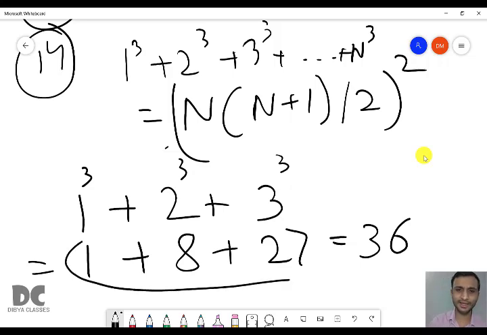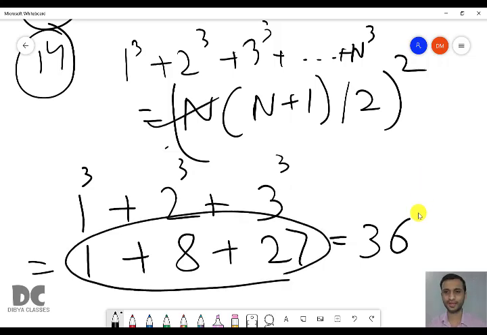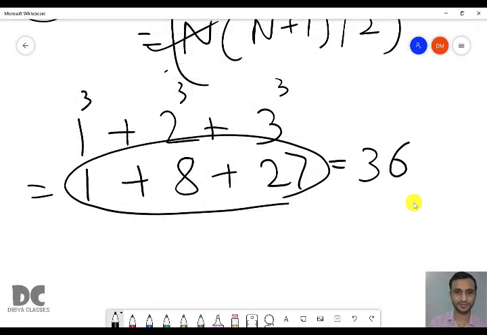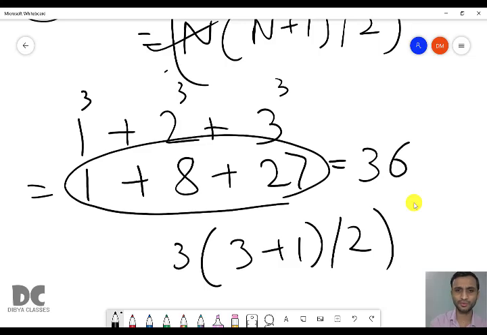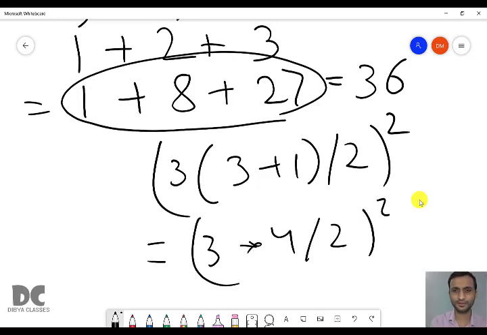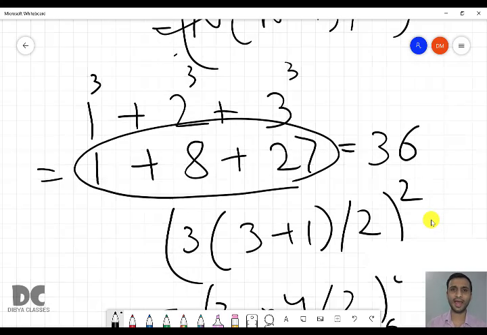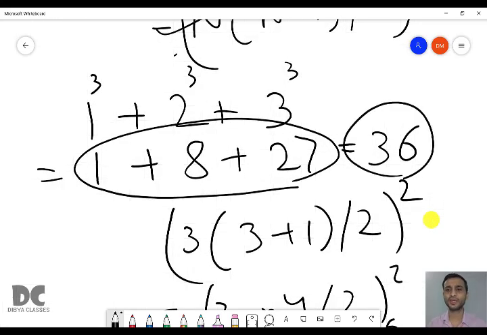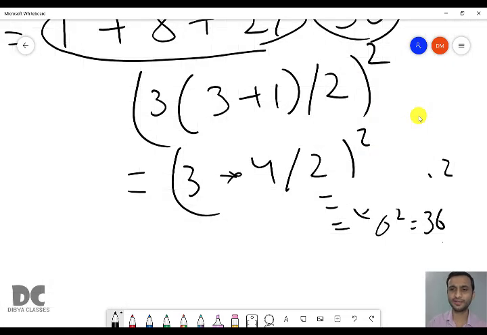So without adding, we can also use this formula where n is 3. (n plus 1) by 2 whole square. This is nothing but 4 by 2 whole square. This is 6 square. This is 36. So if you add, you will get 36. If you use the formula also, you will get 36.